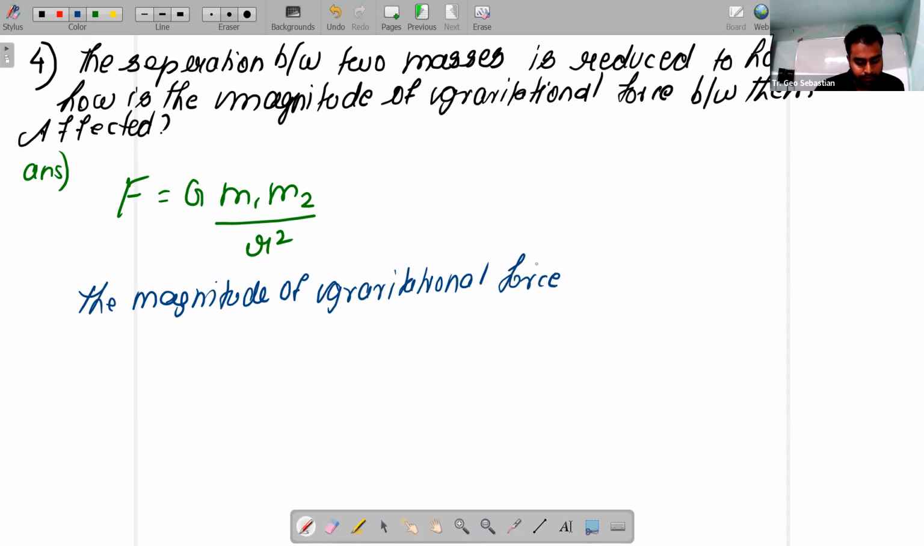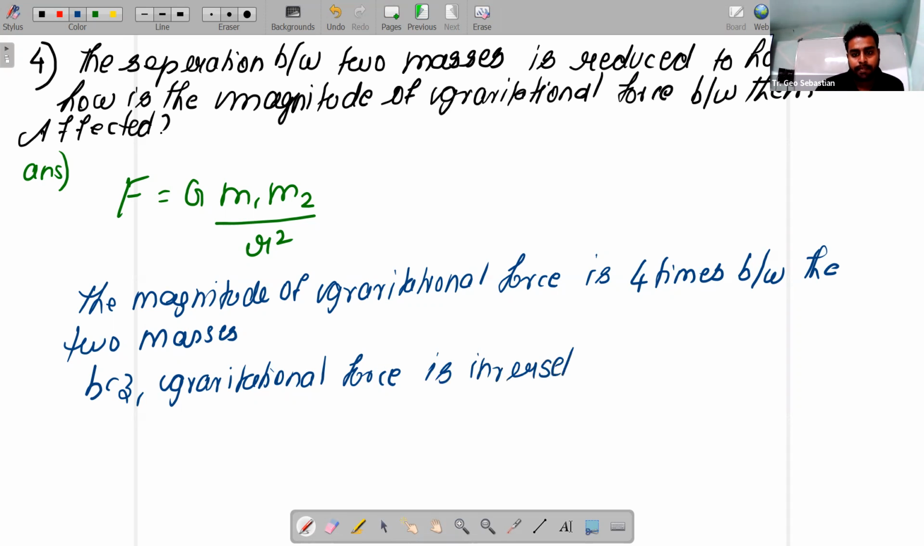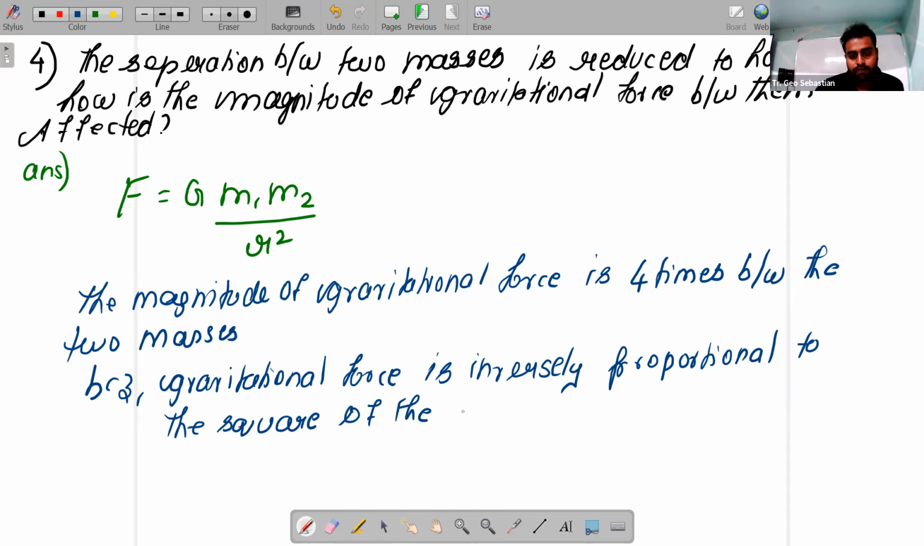The magnitude of gravitational force between the two masses becomes 4 times, because the gravitational force is inversely proportional to the square of the distance of separation.